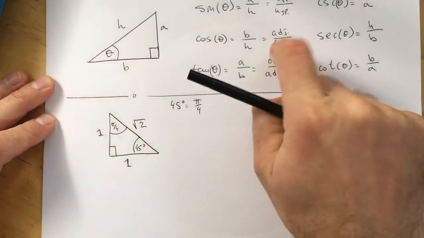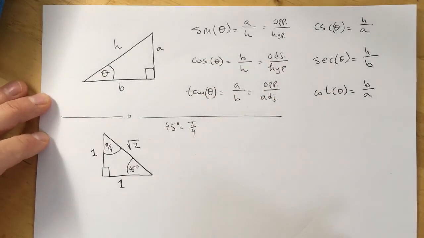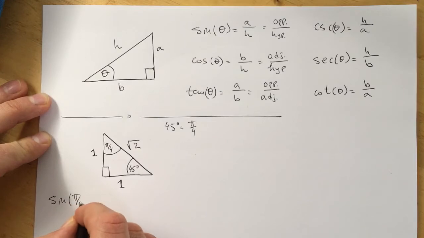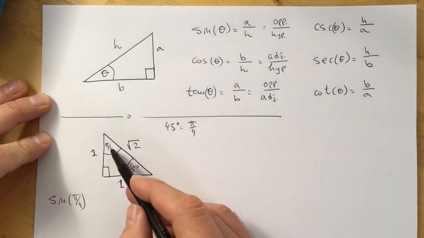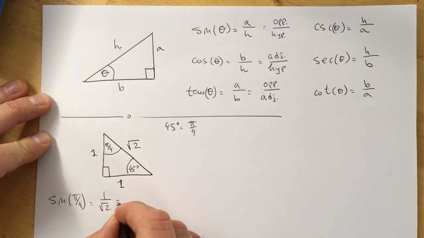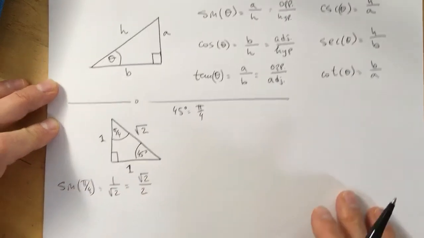Okay, based on this, right away you can write how much is sine of pi over 4. In this case it's opposite over hypotenuse, so 1 over square root of 2, or the way we write it, that's square root of 2 over 2 by rationalizing the denominator.